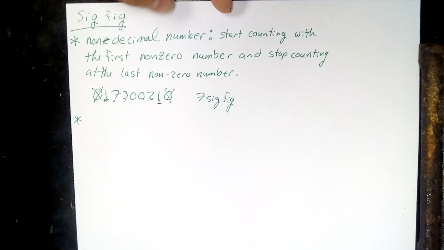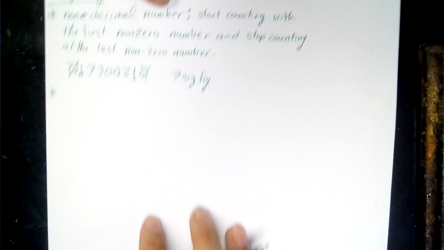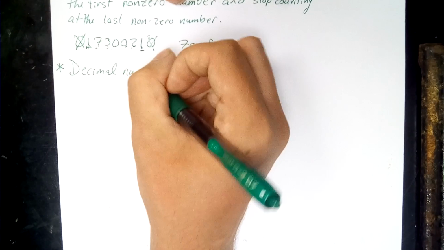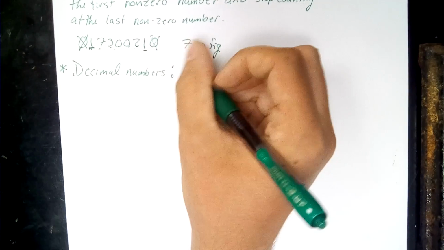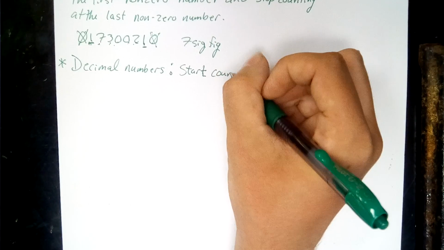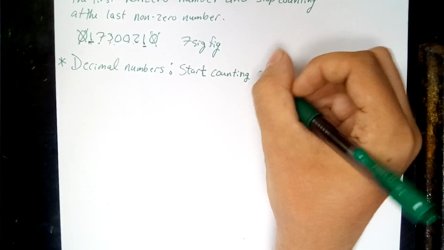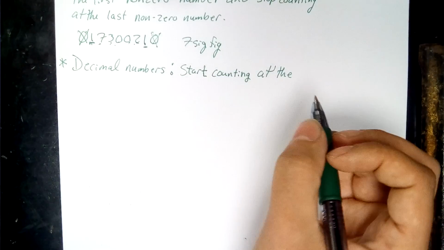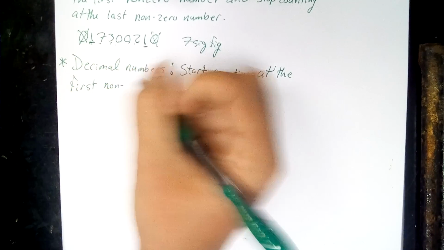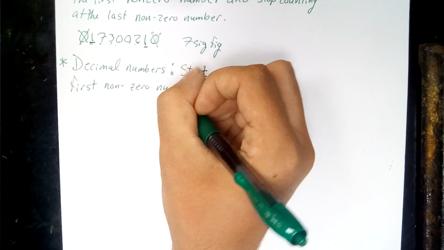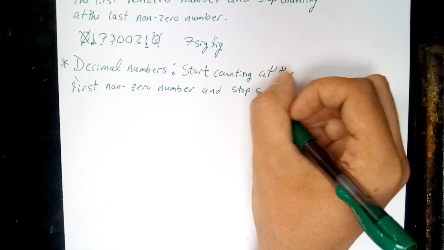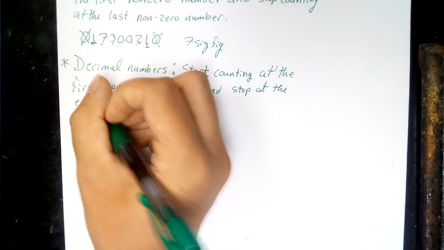If we're looking at decimal numbers, you'll start counting at the first non-zero number, and stop at the end of the number.